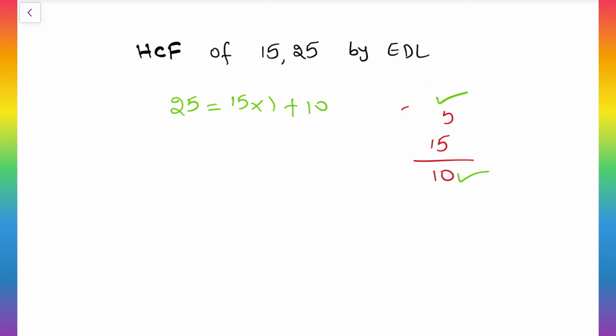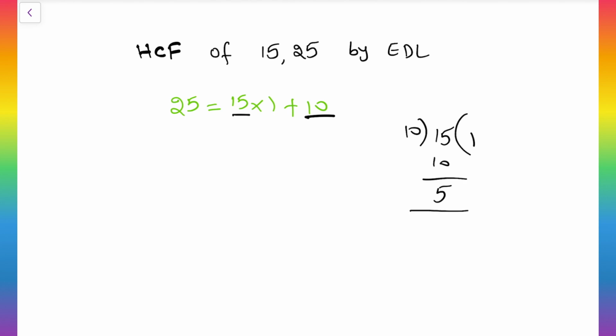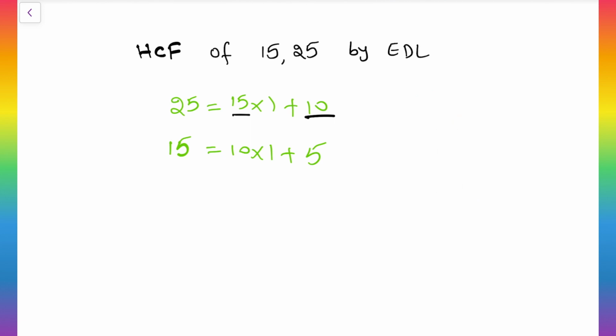Now from this one we need to pick the divisor as well as remainder and continue the division process again. 10 and 15. 10 ones are 10. 15 minus 10, 5. This again as usual write in the form of A equals BQ plus R. That is dividend 15 equals divisor into quotient, 10 into 1, plus remainder 5. Now again the same process we need to continue until we get the remainder 0.